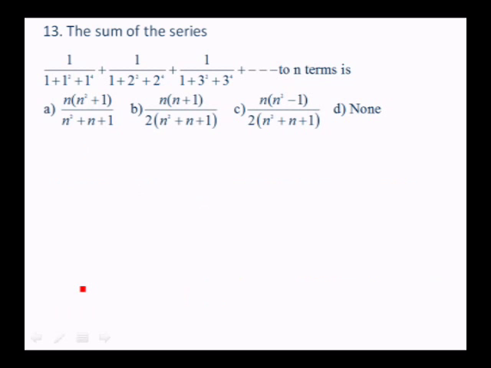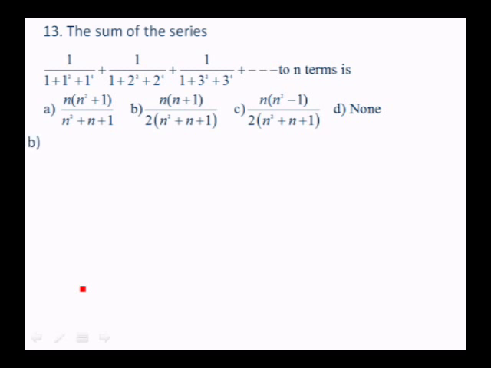Find the sum of the series 1 over 1 plus 1 square plus 1 to the power of 4, 1 over 1 plus 2 square plus 2 to the power of 4, 1 over 1 plus 3 square plus 3 to the power of 4, etc., to n terms. So once again they ask to n terms, so you must be very happy. So put n is equal to 1 in the first 3 options.